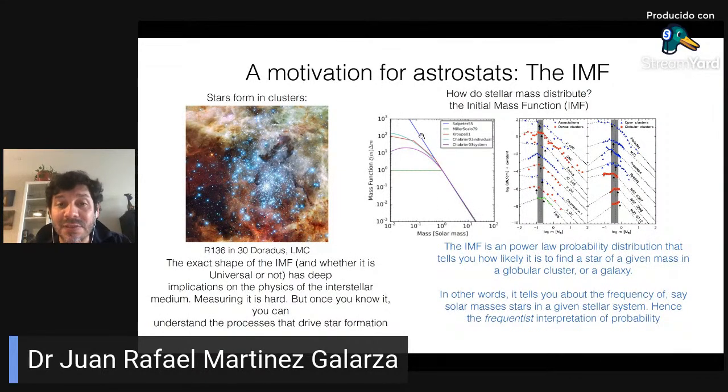The specific shape of that probability distribution function, specifically at the low end of the masses, is extremely important because it will tell us about the real total content of stellar mass in a particular system, because most of the stars will have low masses. It's extremely important to characterize that distribution at the low-mass end. That's something that people are still working on and that hopefully will improve a lot over the next years with the launch of JWST, et cetera.